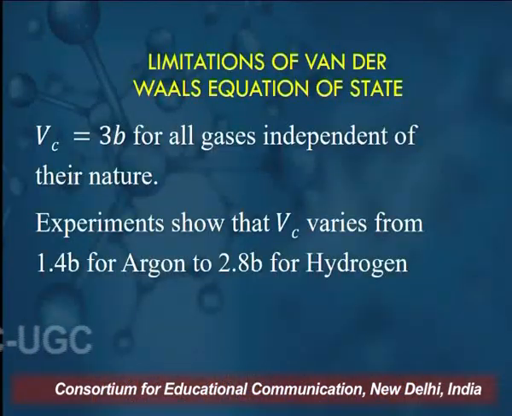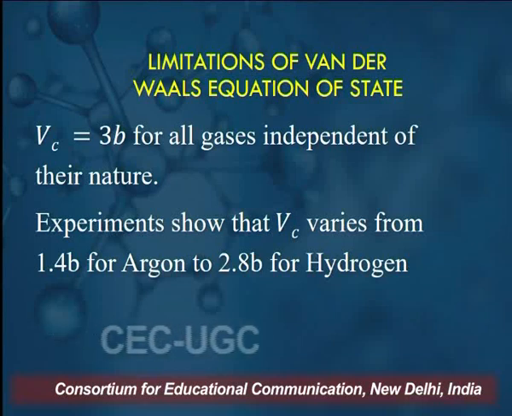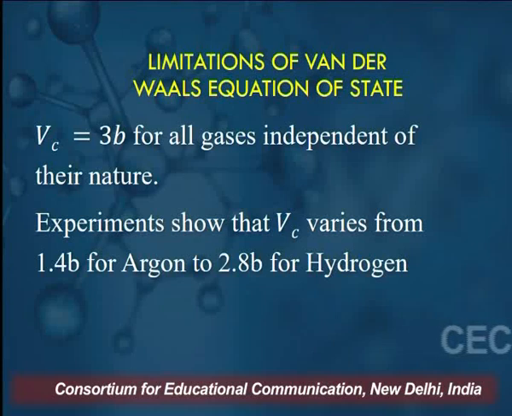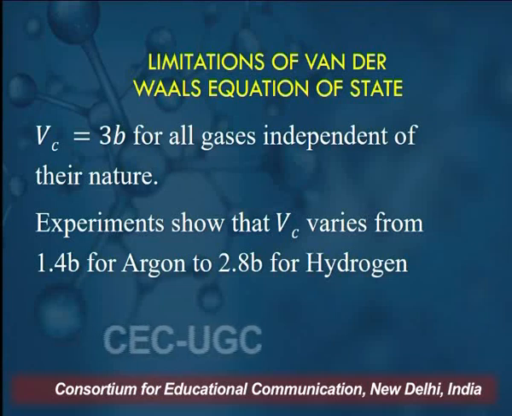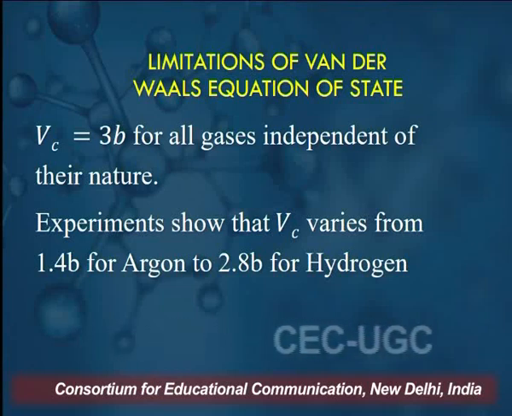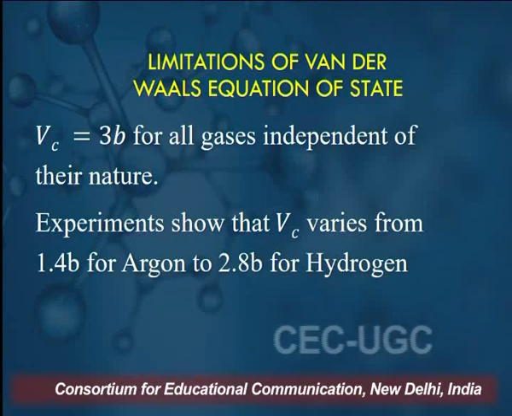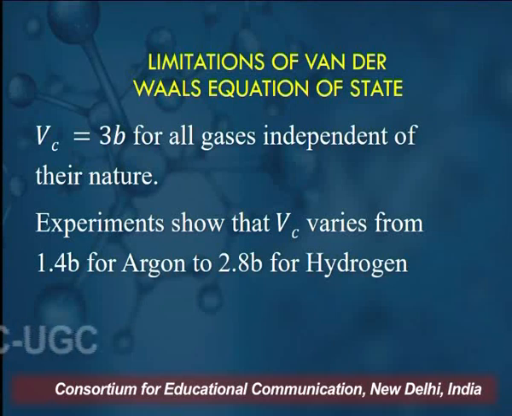We will calculate Vc equal to 3b in a few moments for all gases independent of their nature. But experiments showed that Vc varies from 1.4b for argon to 2.8b for hydrogen. It is not a constant, it is not equal to 3b. It varies from 1.4b to 2.8b. So this is again something which is against the prediction of van der Waals equation of state. So this is another limitation of the van der Waals equation of state.